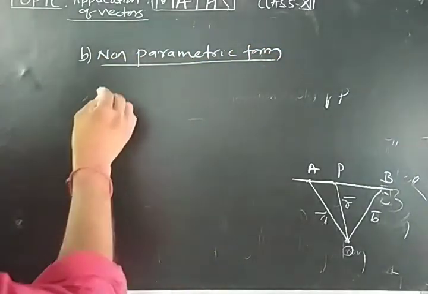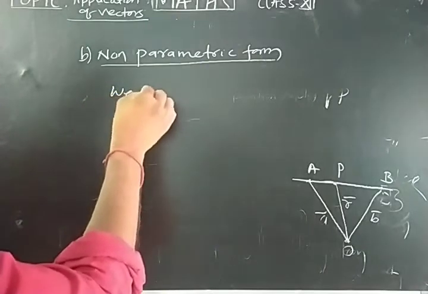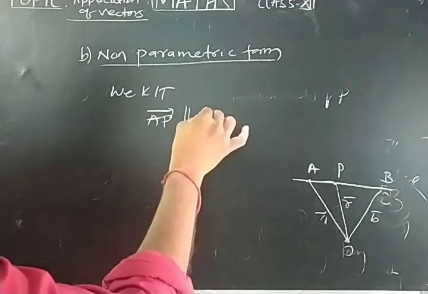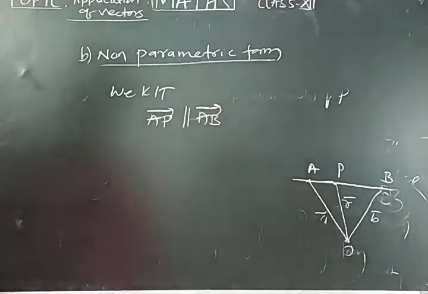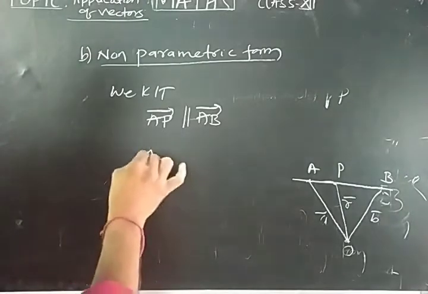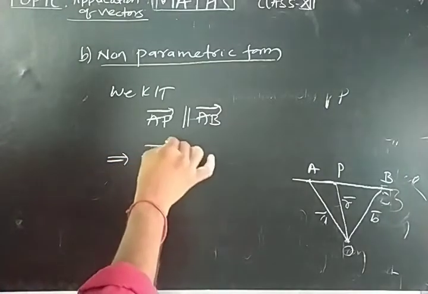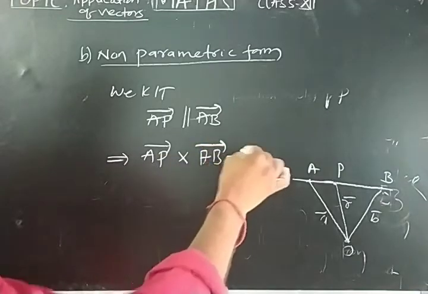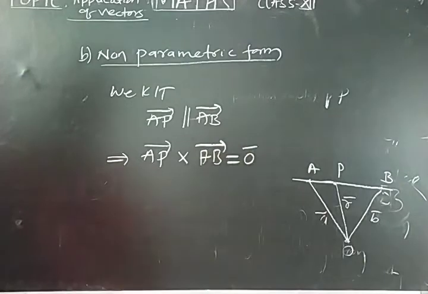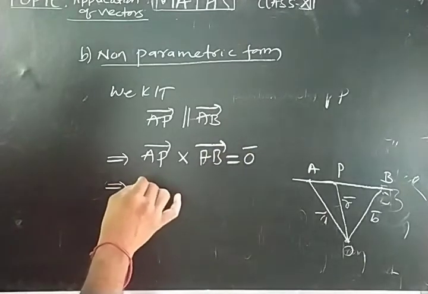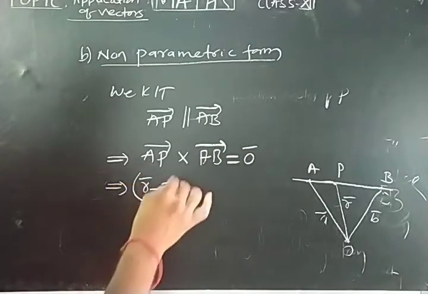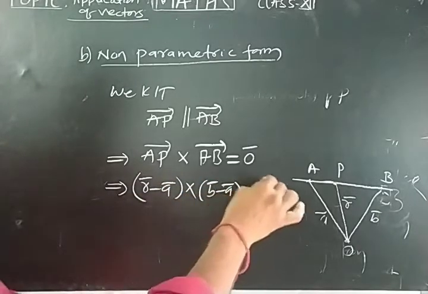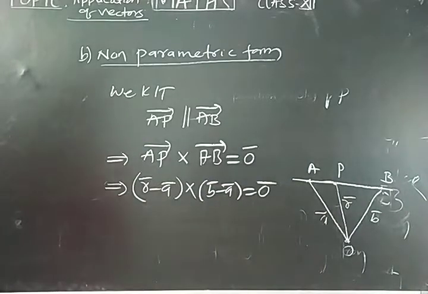Again we know that AP vector is parallel to AB vector. If AP vector is parallel to AB vector, then we know that their cross product is always equal to 0 bar. AP bar means R bar minus A bar cross B bar minus A bar is equal to 0 bar. This is the non-parametric form.